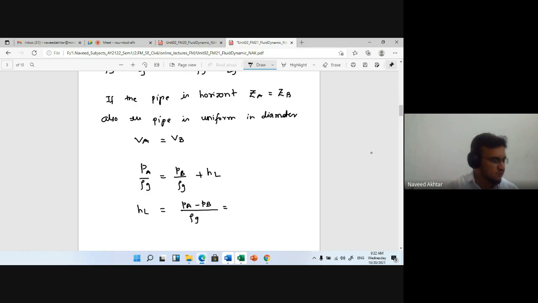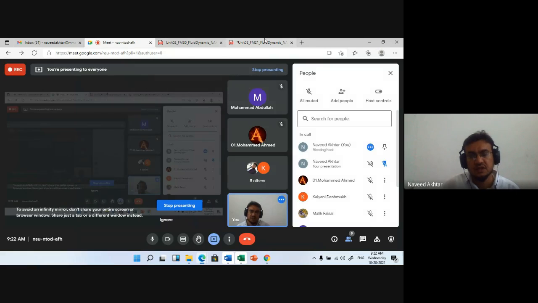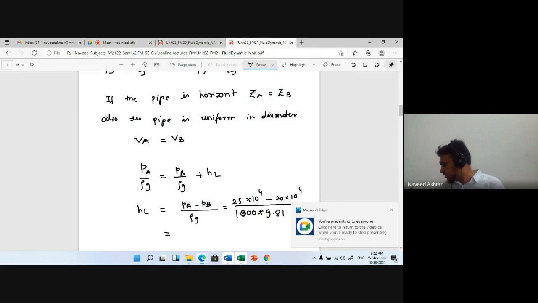And you know that this PA is 25 into 10 raised to 4 minus PB is 20 into 10 raised to 4, divided by rho, if we consider water, so rho is 1000 and G is 9.81. So what will be the HL after solving? To get the head loss, this is what you have to find out.